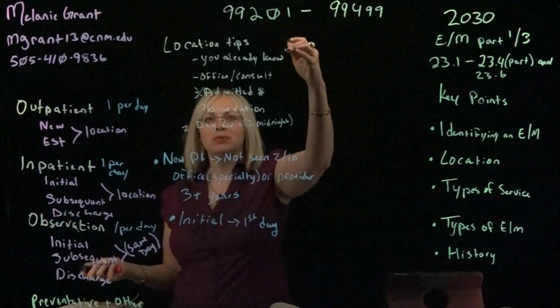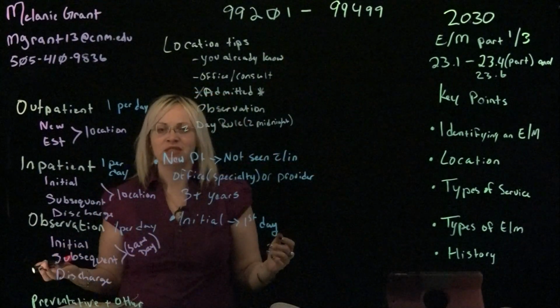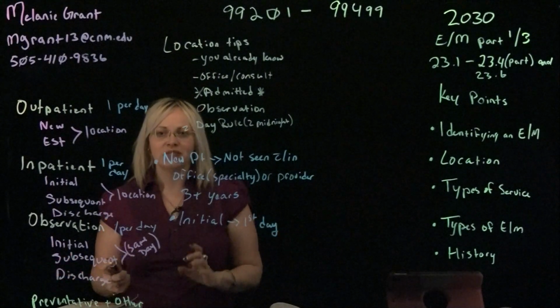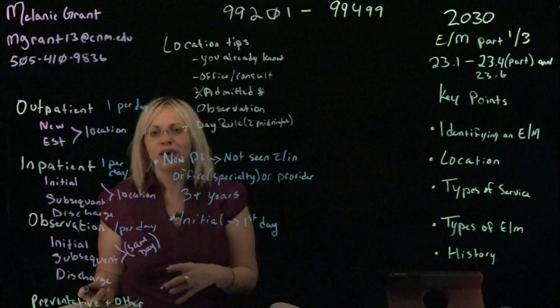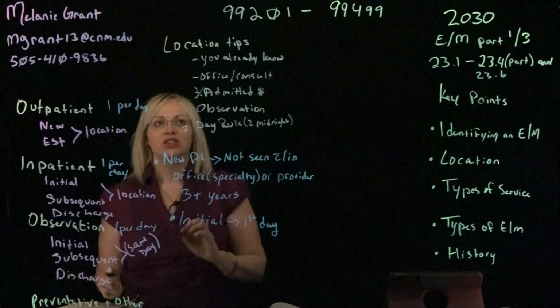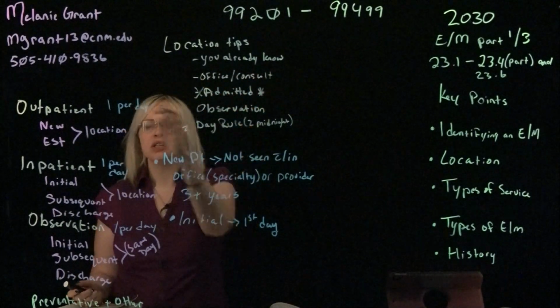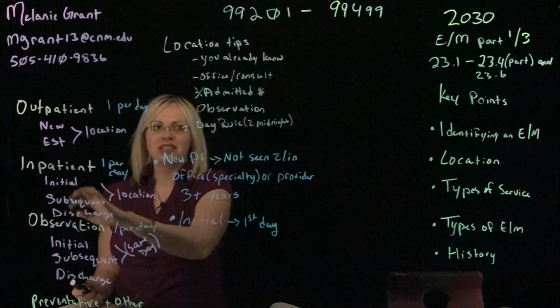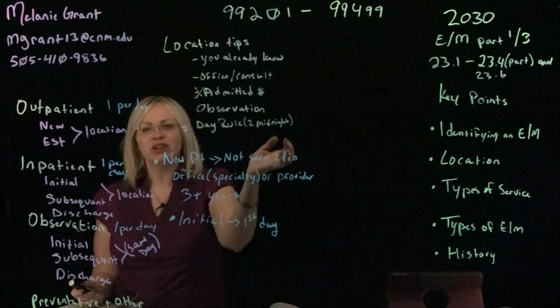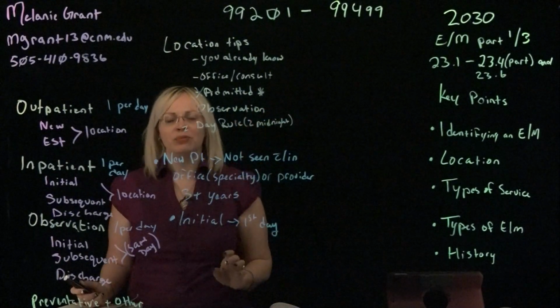Some location tips. Most of the time, you already know where they're at because you're coding for that visit. You will be given specific details that say this patient was admitted, or this patient is outpatient, or they're in the office. So those are some keywords there to identify if it's an office or a consult, it's an outpatient service. If it's admitted, it's going to be considered inpatient. And if they're admitted but they discharge within 2 days, it's going to be considered an observation.